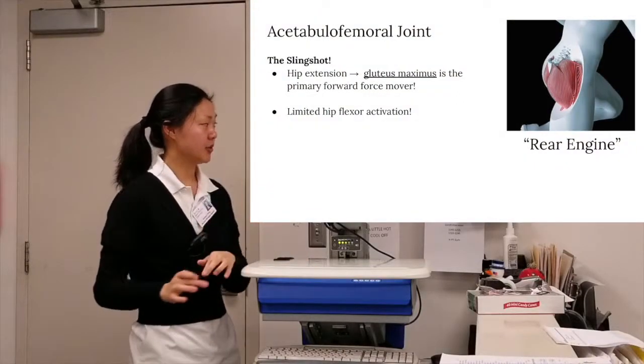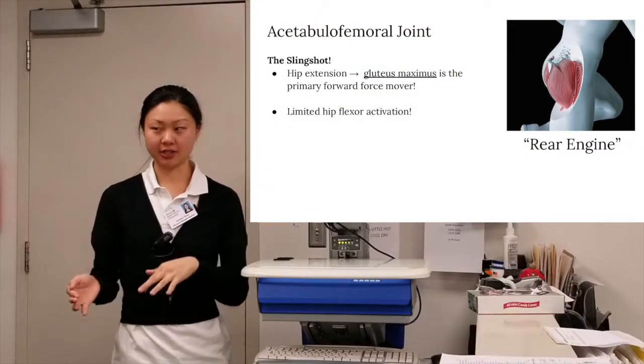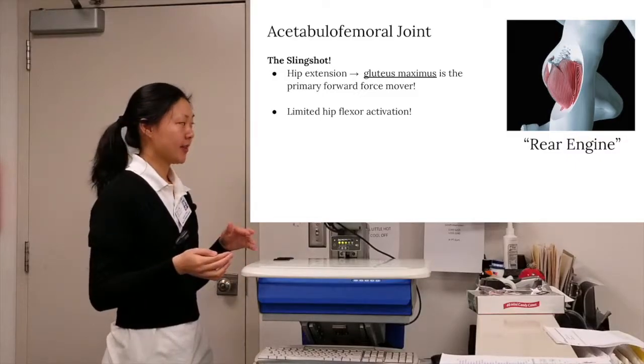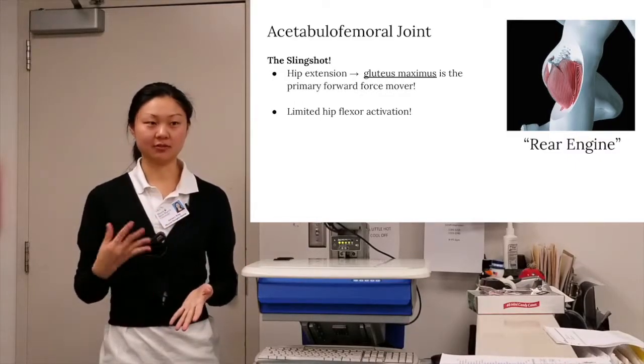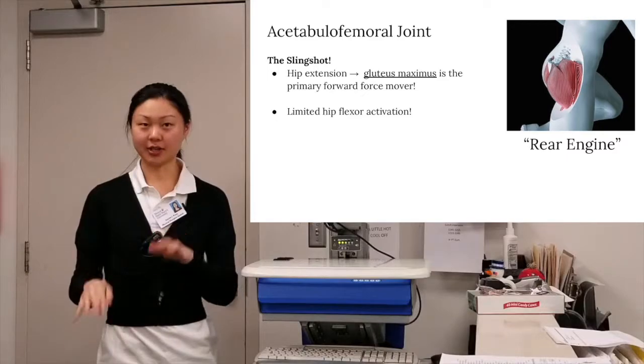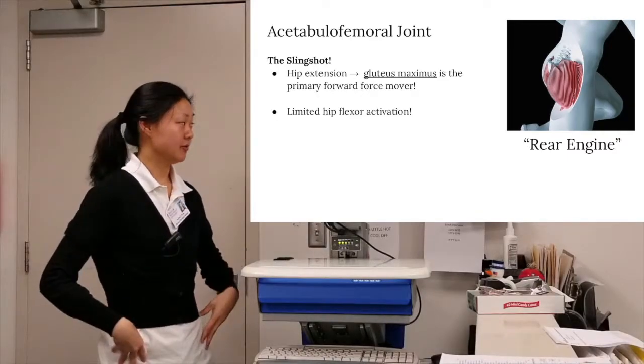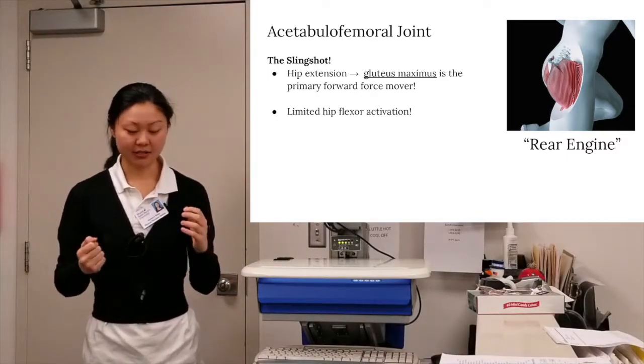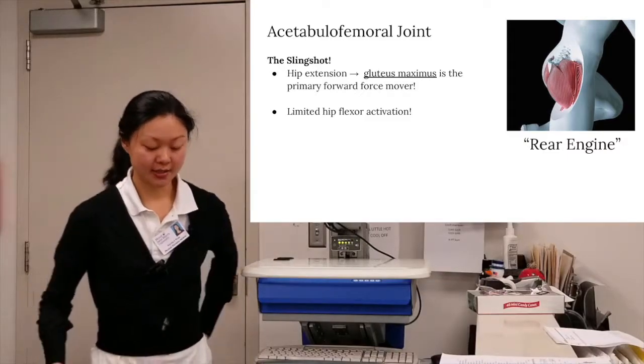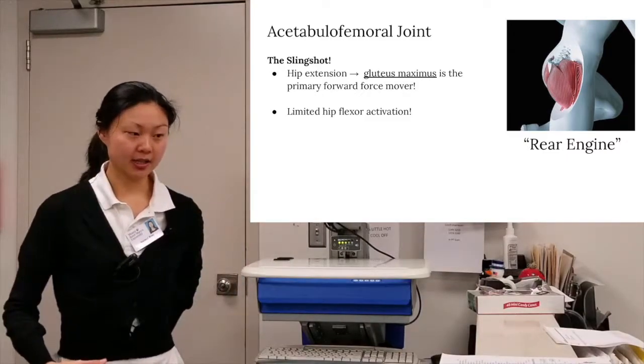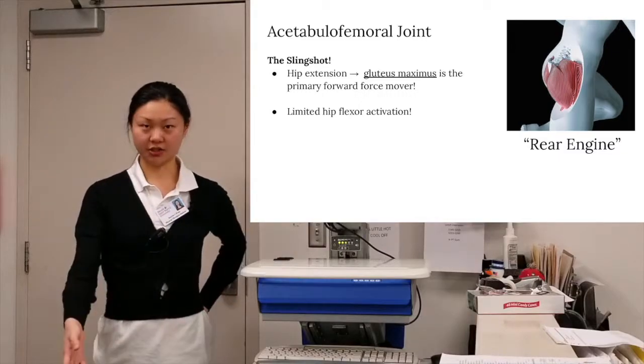Next, we have the hip joint. So I like to think of the hip as the slingshot. Your hip is truly the primary mover of running. It shouldn't come from your knees or your ankles. It should come from your glute max. And that's because when you're running, as you take a step, you have your glute max contracting here, allowing you to take a long stride forward.